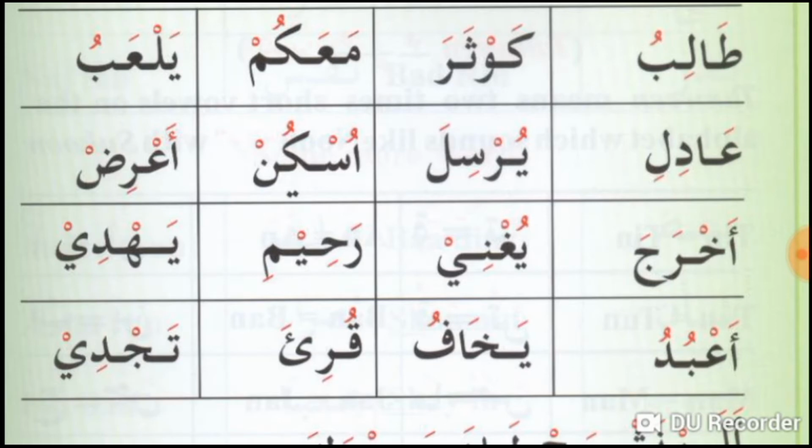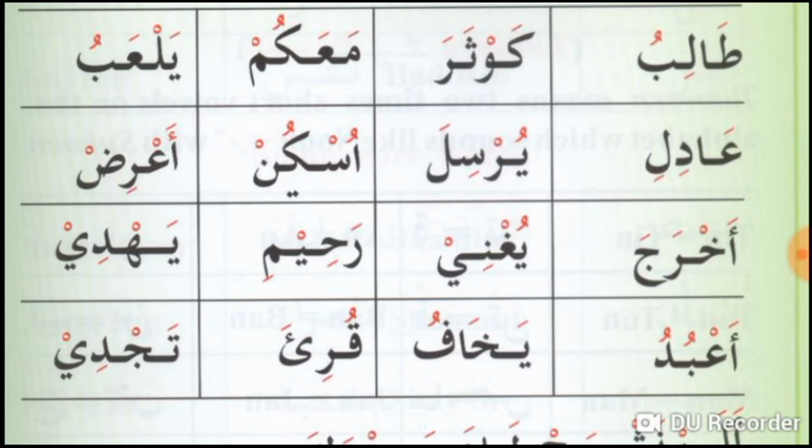Ba, kasra, noon, noon. Ya, sukun. Noon, noon with the top dot. Yes. Noon, kasra, ni. Noon, ya, sukun. Noon, kasra, ya, sukun, ni. Ni. No vowel. Yes. Ni. So, Yohbini.